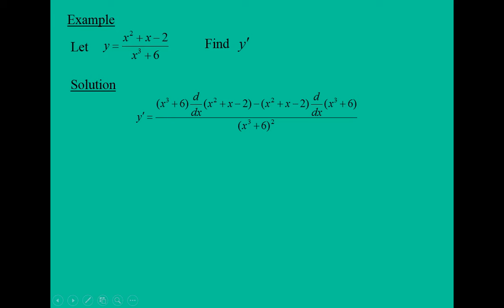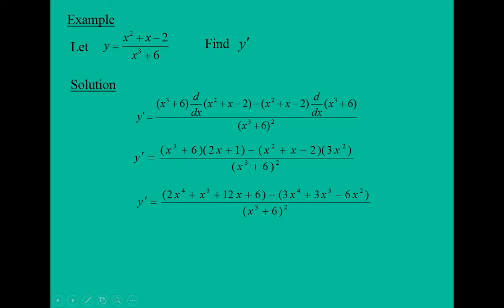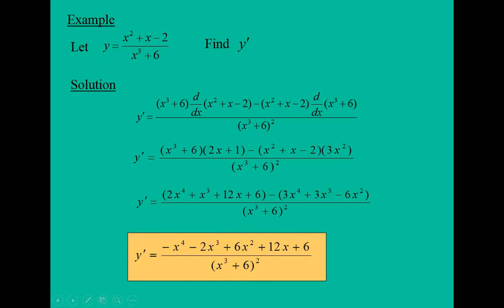Now in the numerator, the derivative of x squared plus x minus 2 is 2x plus 1, and the derivative of x cubed plus 6 is 3x squared. So now we're going to simplify this. We just multiply, and then we're going to try to combine any like terms, and there is our derivative.